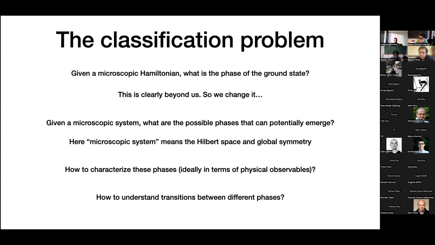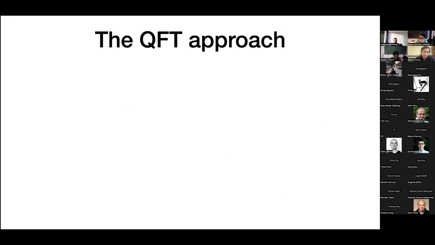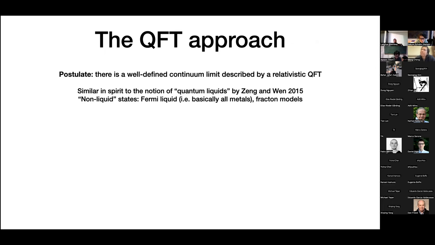A lot of knowledge about this question comes from the quantum field theory approach. So let me now discuss a little bit this approach to the problem of phases based on field theory. We start from some kind of assumption, or you can say a postulate, that for most physical Hamiltonians that we are interested in, there is a well-defined continuum limit, a well-defined continuum theory given by a relativistic quantum field theory. Here relativistic is a somewhat strong assumption. In many cases, we do not have Lorentz symmetry, but for what I'm going to do, I think this is a reasonable assumption to make.